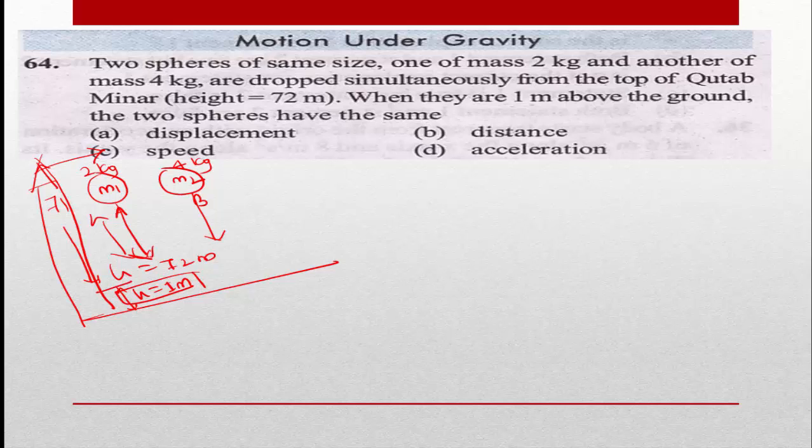When they are 1 meter above the ground, the two spheres have same... ಎರಡು ಸ್ಪಿಯರು ಯಾವ ವ್ಯಾಲ್ಯೂ ಸೇಮ್ ಅನ್ನು ಹೊಂದಿರ್ತವು? ಡಿಸ್ಪ್ಲೇಸ್ಮೆಂಟ್, ಡಿಸ್ಟೆನ್ಸ್, ಸ್ಪೀಡ್, ಆಕ್ಸಿಲರೇಷನ್. ಎರಡು ಆಬ್ಜೆಕ್ಟ್ ಕೆಳಗೆ ಬರೋಕ್ಕೆ ಕಾರಣ ಏನು? a equal to plus g, that is acceleration due to gravity. ಎರಡು when they are 1 meter above the ground, the two spheres have the same acceleration.